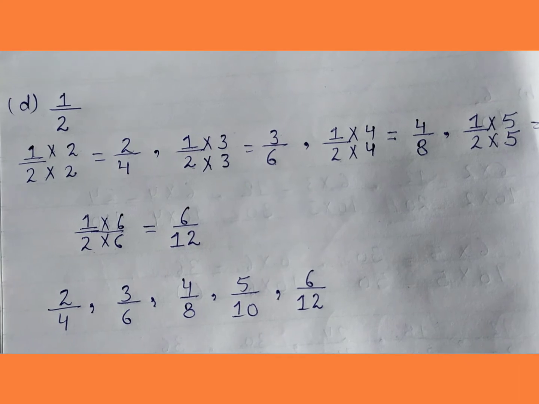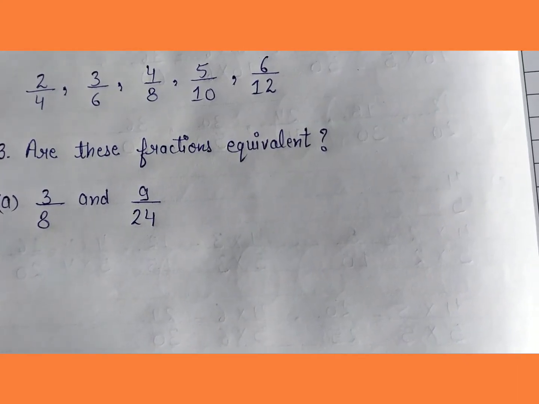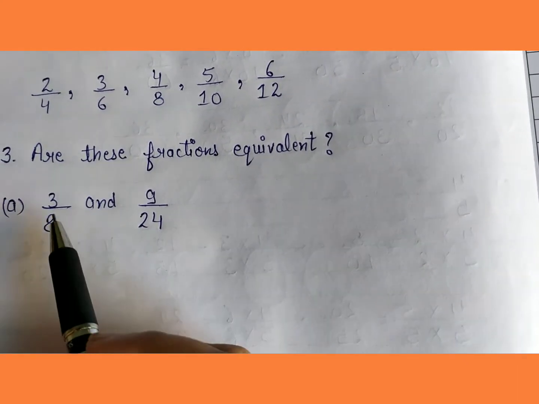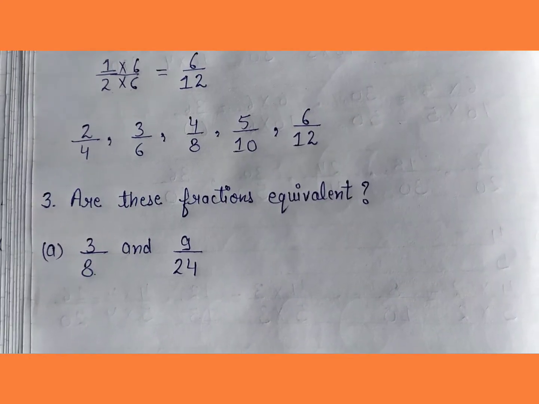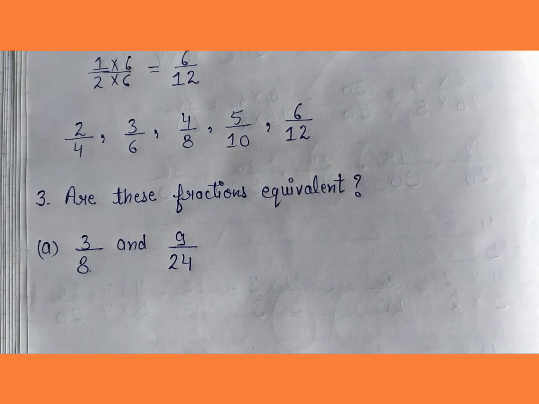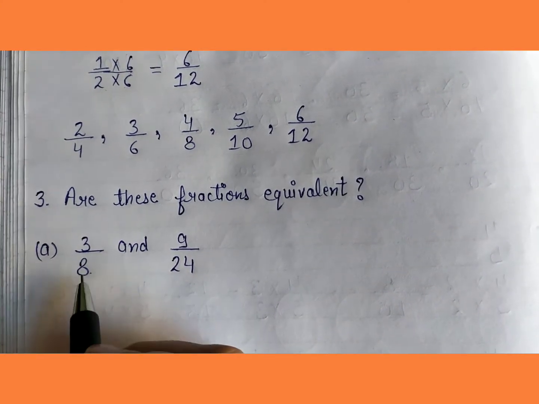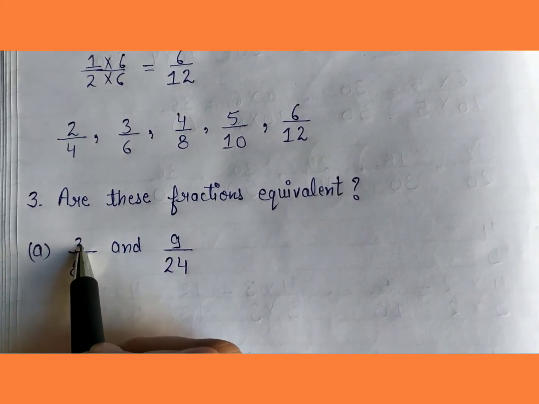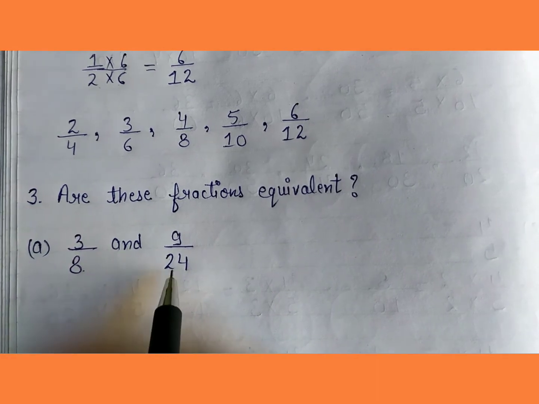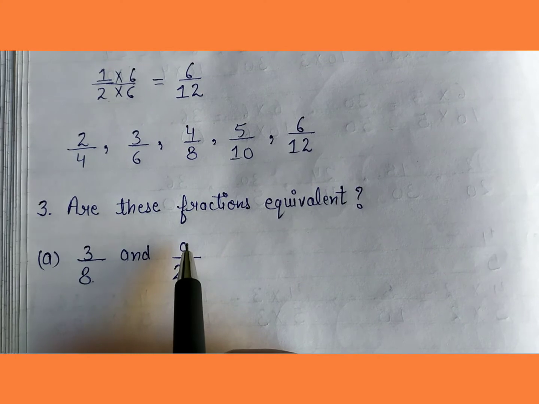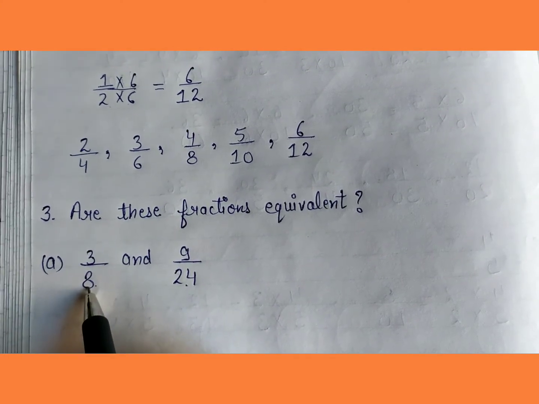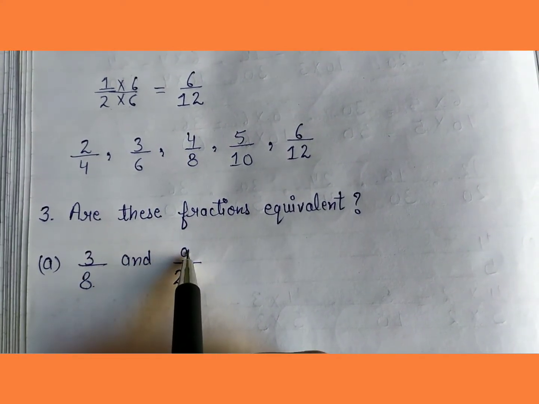Okay, children. Question number 3. Are these fractions equivalent? 3 upon 8, 9 upon 24. Children, two fractions are said to be equivalent if the product of the numerator of the first and the denominator of the second is equal to the product of the denominator of the first and the numerator of the second.